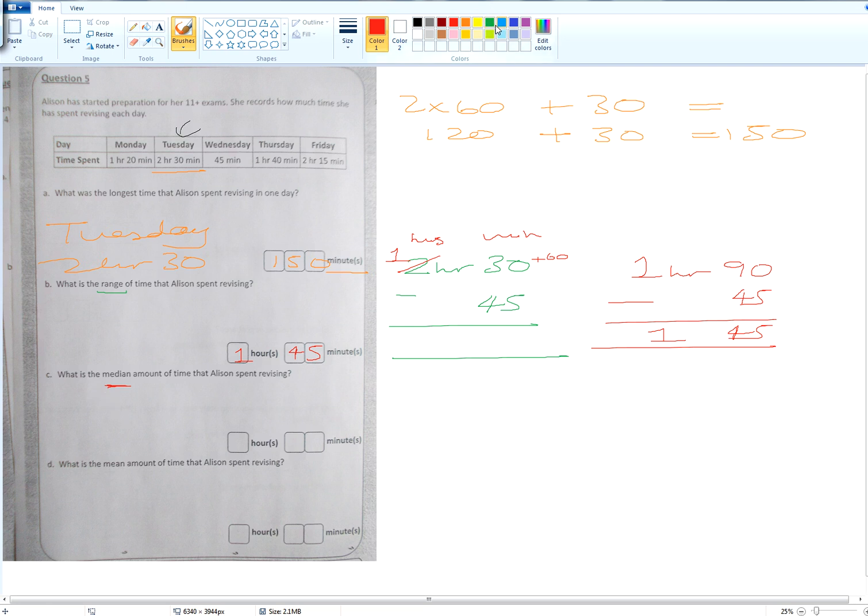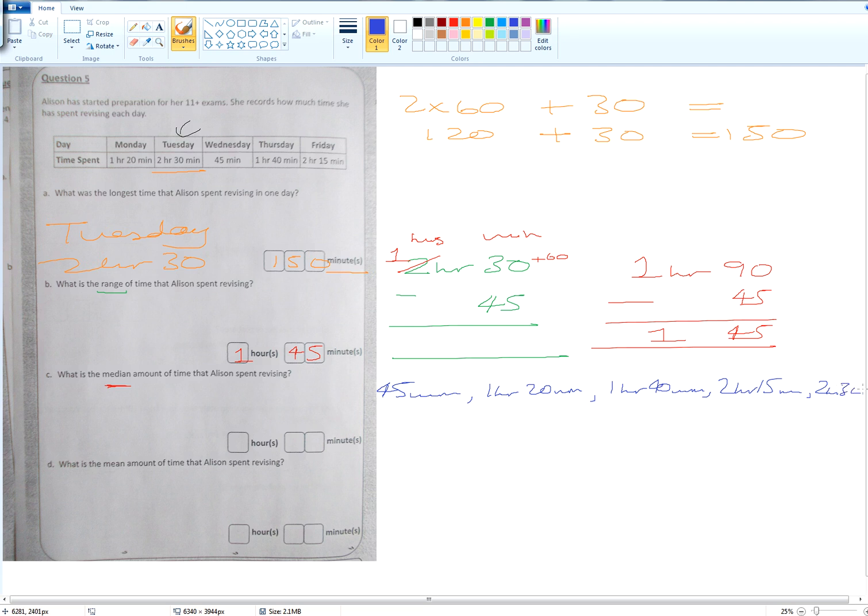Mr. Bilal, since you gave us this beautiful idea, can you give us the numbers in order now, please? First one, 45 minutes. The next one is 1 hour 20 minutes. Next is 1 hour 40 minutes. And next is 2 hours 15 minutes. Sorry, 2 hours 50 minutes. And last one is 2 hours 30.